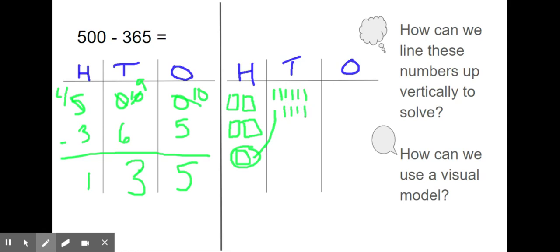And remember, I need to take away 5 ones first. So I have to do that again, right? I have to unbundle a 10 and now give it to my ones. 1, 2, 3, 4, 5, 6, 7, 8, 9, 10. Okay, I'm going to switch up my color. So now let's take away 365. So I have to take away 5 ones.